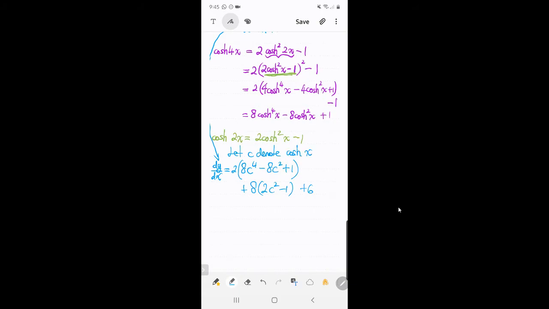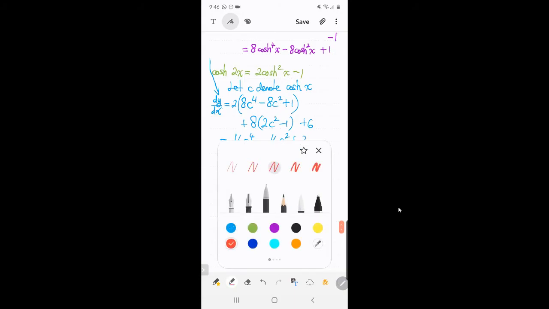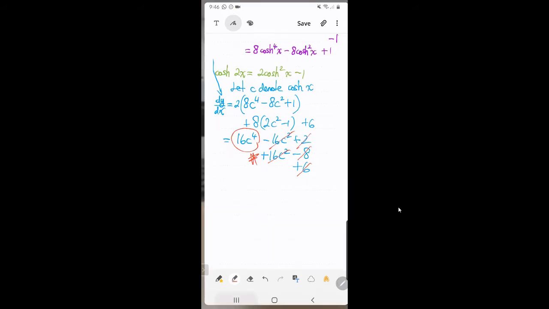Okay. So you expand everything. You get 16c to the power 4 minus 16c squared plus 2. Expand the following part. You have positive 16c squared, then minus 8, and then plus 6. So now you can see some of the terms can cancel, isn't it? Some of the terms cancel here. 2 plus 6 minus 8. Negative 16c squared plus 16c squared. So left only 16c to the power of 4. That's how you get the answer. So the objective is achieved.